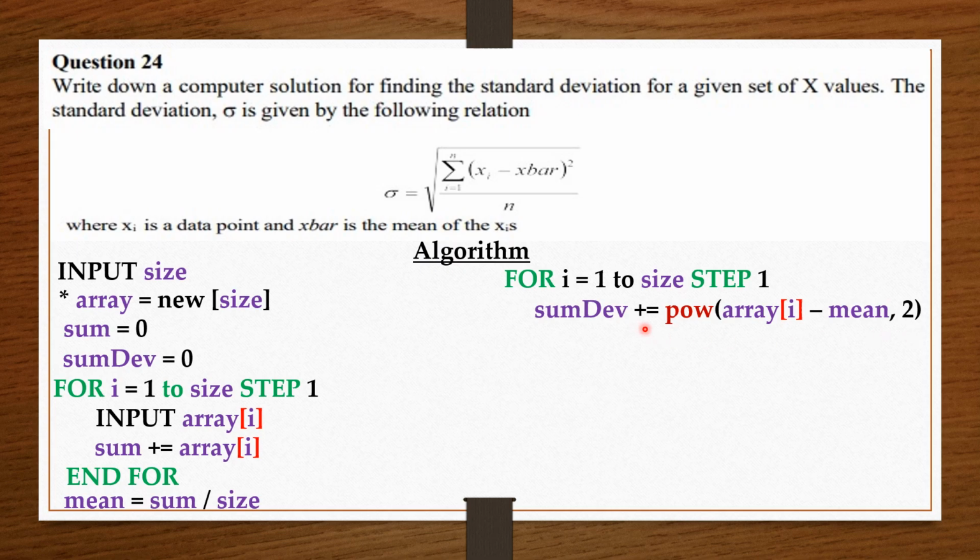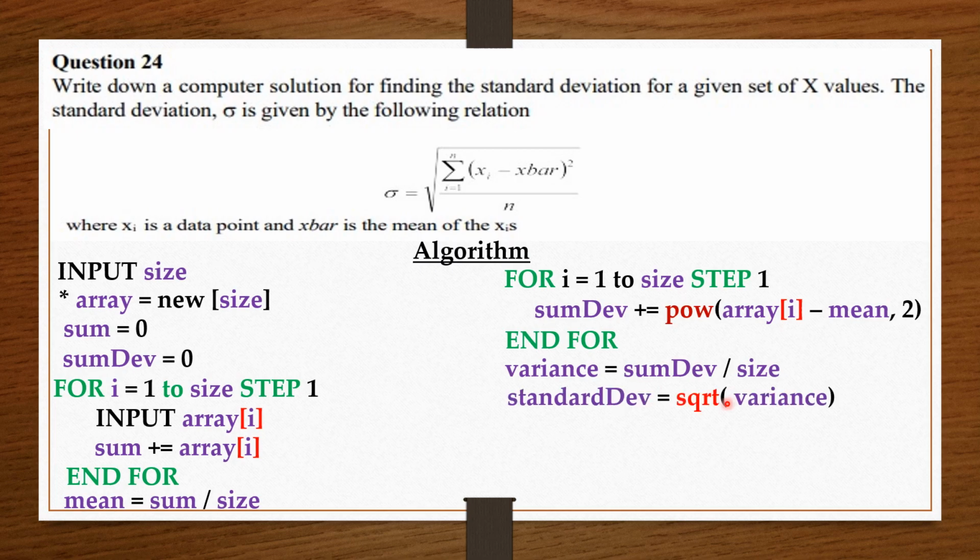The POW means power, so everything in here to the power 2, as the equation says. Now we can end our for loop. With the sumdev and size, we can compute for the variance, and with the variance, we can compute for the standard deviation. The SQRT here means square root, so you should find the square root of the variance. Now we can print our results.